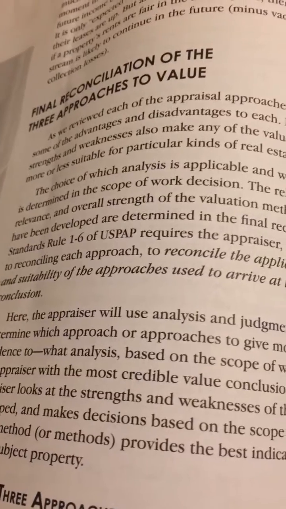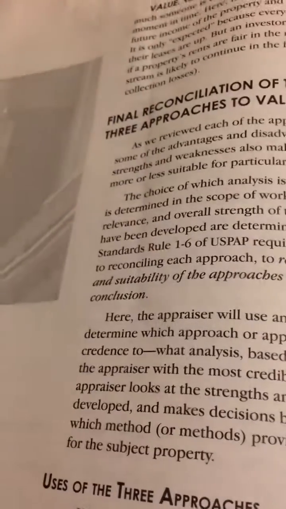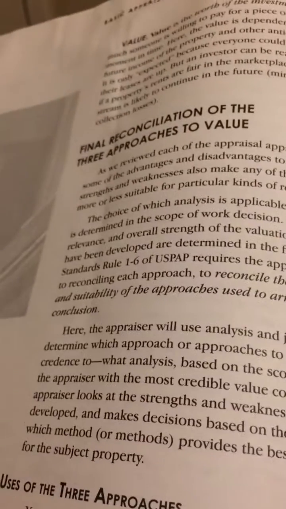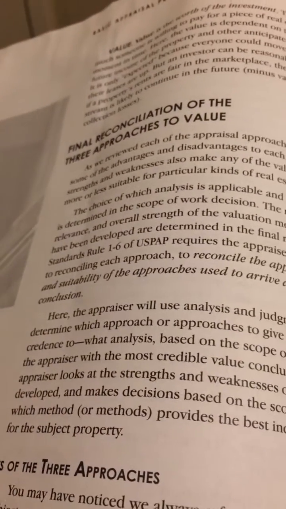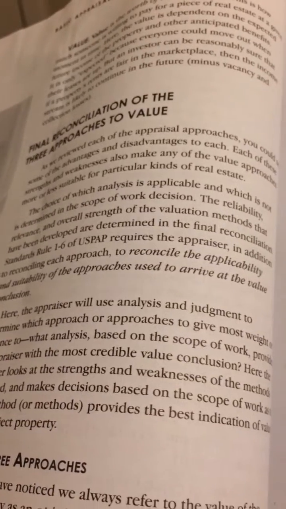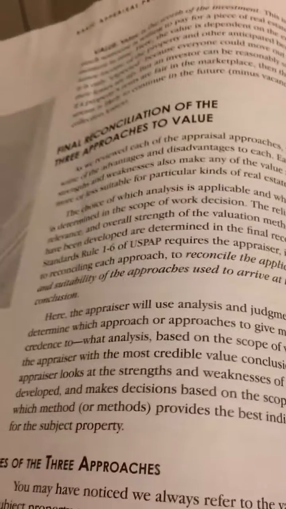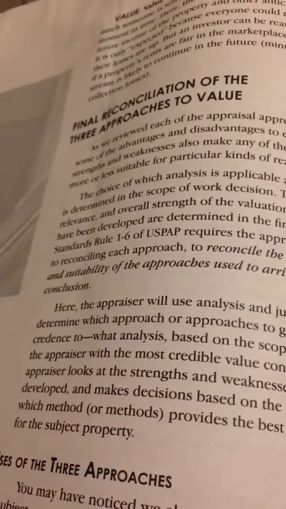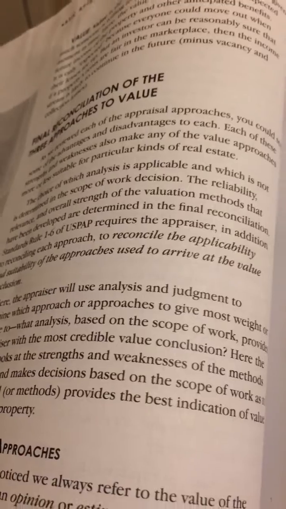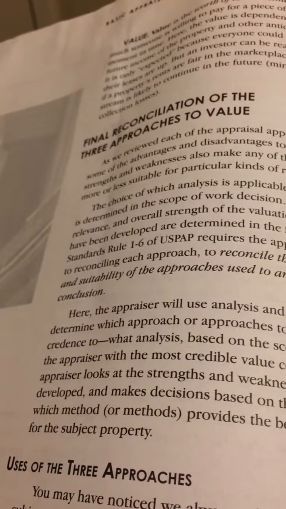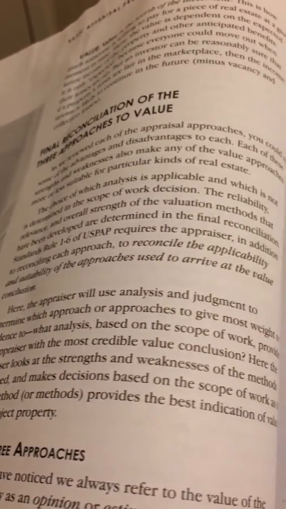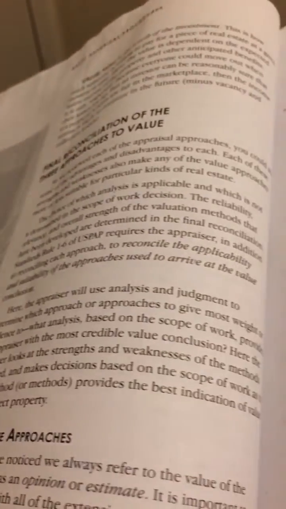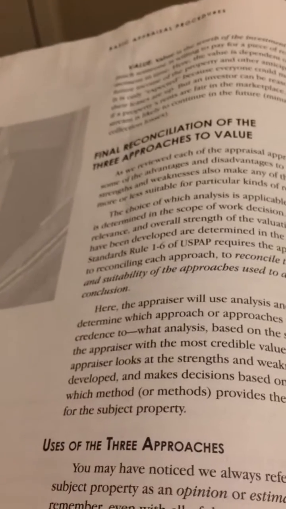Here, the appraiser will use analysis and judgment to determine which approach or approaches to give most weight or credence to. What analysis, based on the scope of work, provides the appraiser with the most credible value conclusion. Here the appraiser looks at the strengths and weaknesses of the methods developed and makes decisions based on the scope of work as to which method or methods provides the best indication of value for the subject property.